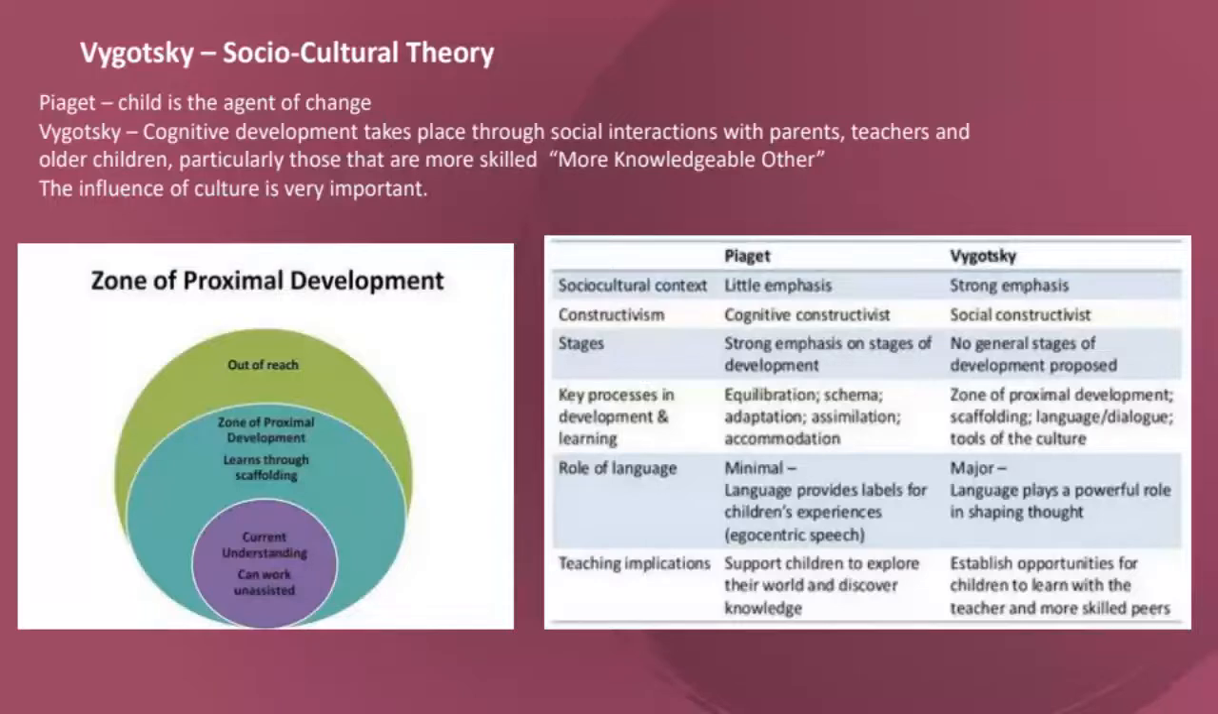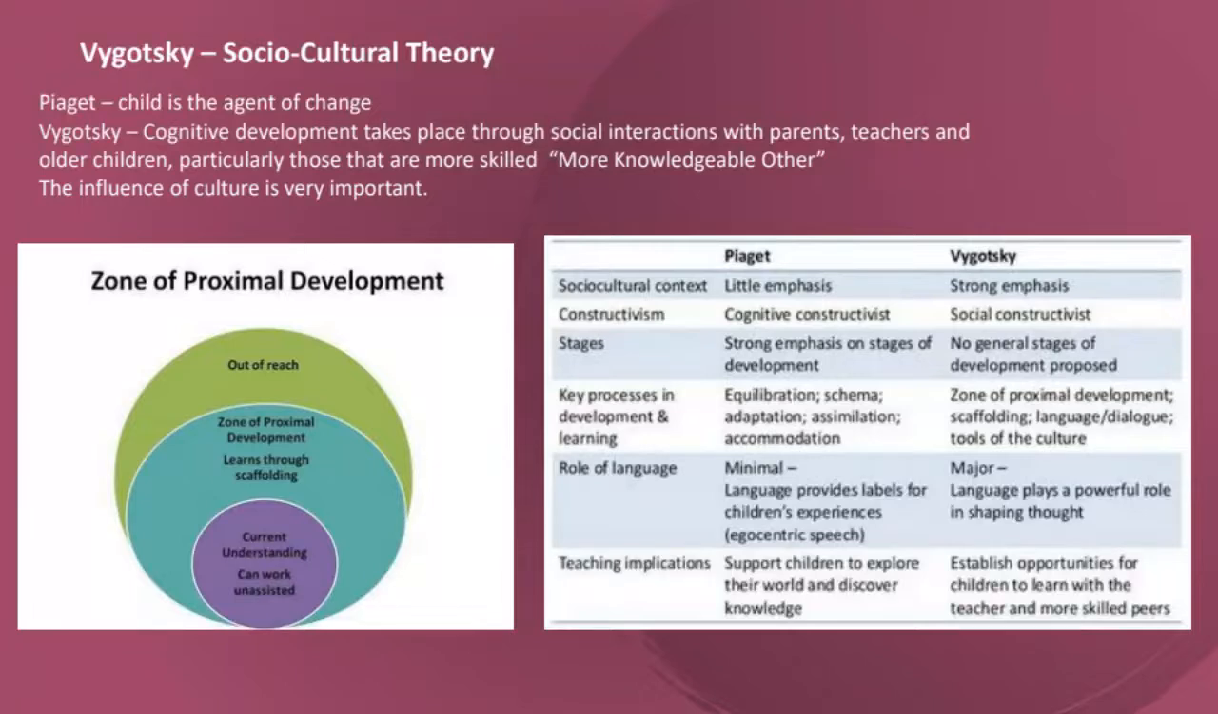Linked to that comes Vygotsky, and he's probably more relevant because he starts to speak now about the environment. With Piaget, the child was at the center, the child was the agent of change, whereas now Vygotsky says, well, actually, it's more important to look at the social interactions, the relationships with parents, teachers, and even older children, especially those who are more skilled, and he calls them more knowledgeable others. This is where the influence of culture and upbringing is very important.